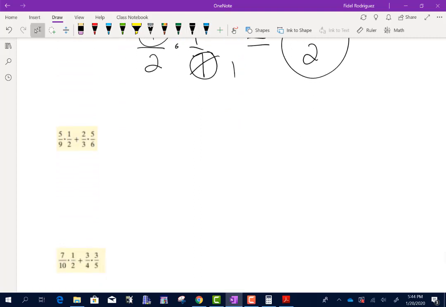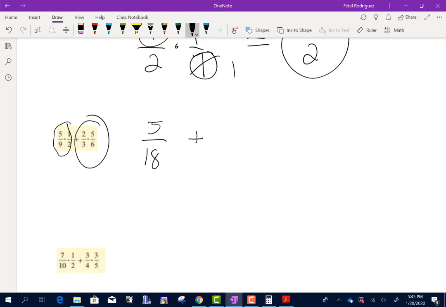Alrighty. Taking a look at the next problem that I have here. Again, first thing I notice, I don't have any parentheses, I don't have any exponents, but I do have multiplying and adding. So let's go ahead and multiply these guys together. So 5 times 1 is going to give me 5. 9 times 2 is going to give me 18. Okay. Plus, now I'm going to multiply these guys together.